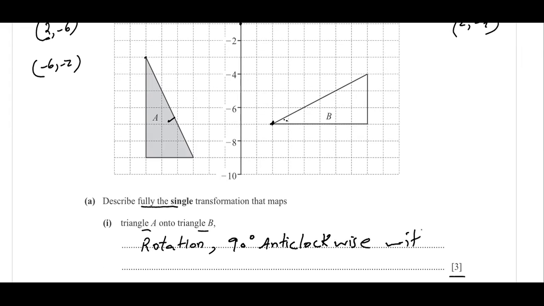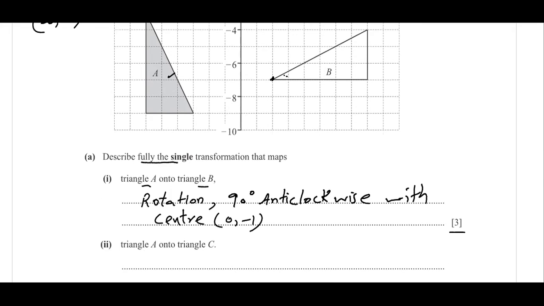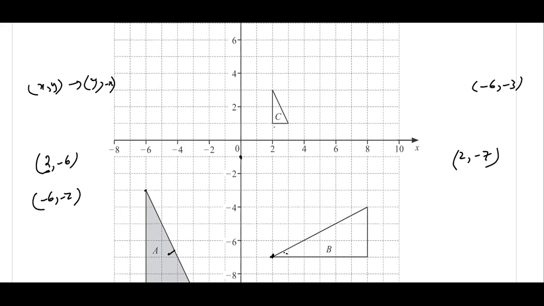with center 0 minus 1. So you can try it, take the tracing paper, draw it, fix it here and rotate. You will see this triangle will come here. So that is because 3 marks will be either for rotation or for the next triangle A onto C. You have to describe that also. Okay, this is A, this is C.